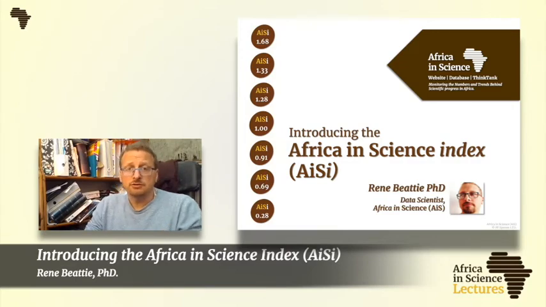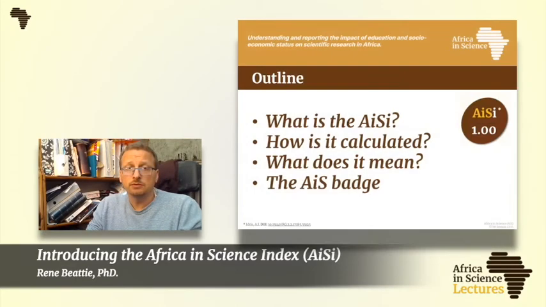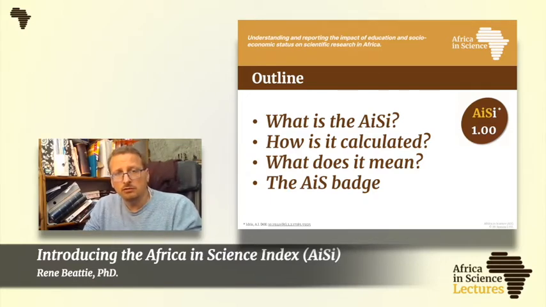So in this lecture, we will first of all be going through and looking at what the African Science Index is. Then we'll be taking a trip through how we calculate that index and using that information to try and understand what the index means. And then finally we'll look at its partner, the African Science Badge, which summarizes the factors that led into the final index and helps us gain more insight into that country's position.